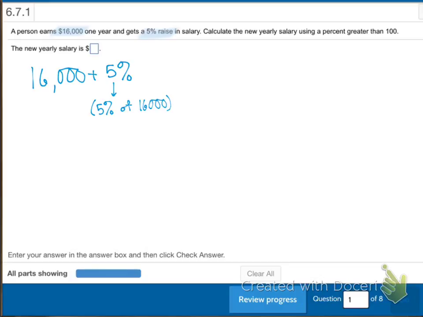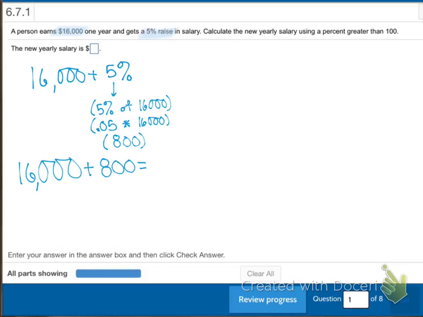So that we know how to translate to math symbols. 5% is 0.05. Of means multiplication, 16,000. So when you do 0.05 times 16,000, you get 800. So now you add that 800 to the 16,000 you already make. That 5% raise is an $800 raise. So you get 16,000 plus 800 gives you $16,800. And that is your new salary.